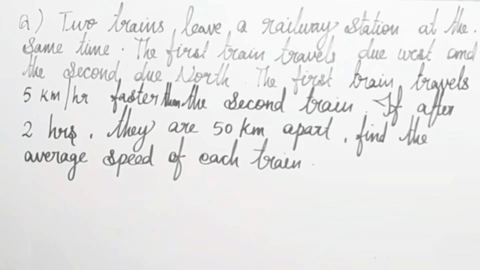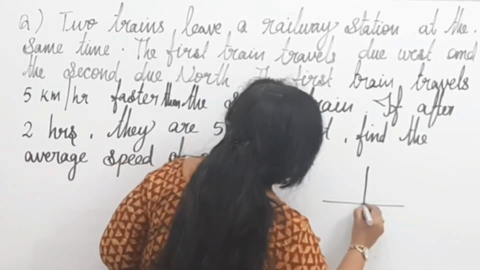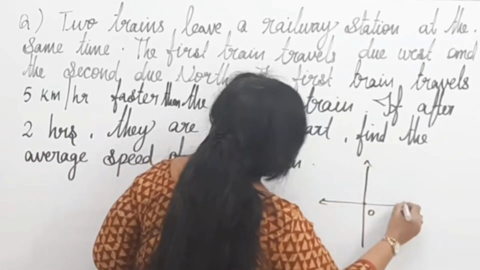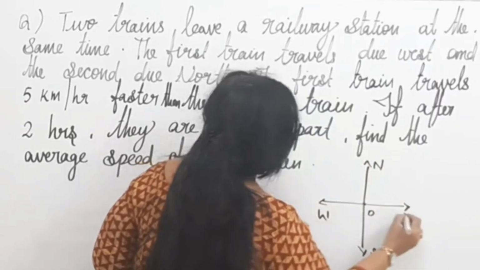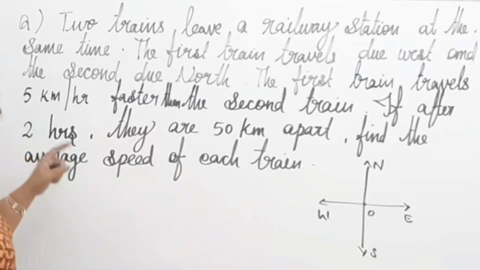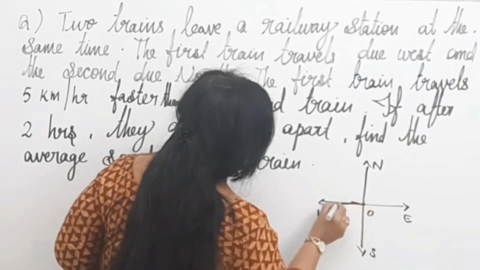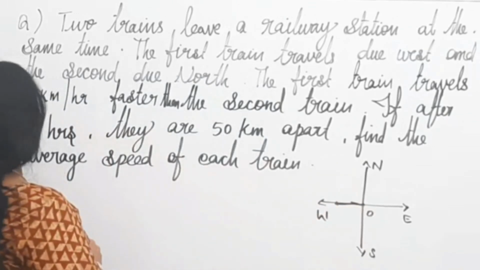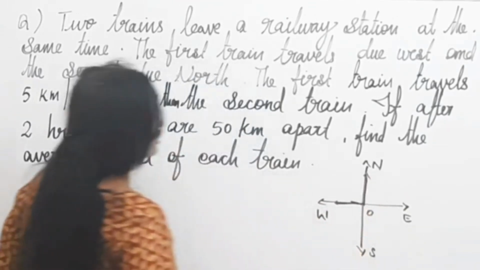The question says two trains leave a railway station at the same time. So let my railway station be O here, and my directions I make south, north, and then west, and then east. Now, the first train travels due west, so from the railway station it starts moving due west, and the second train moves due north.